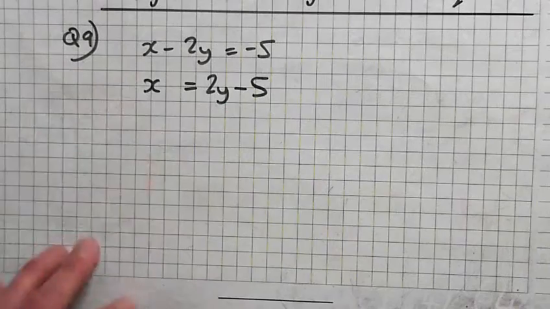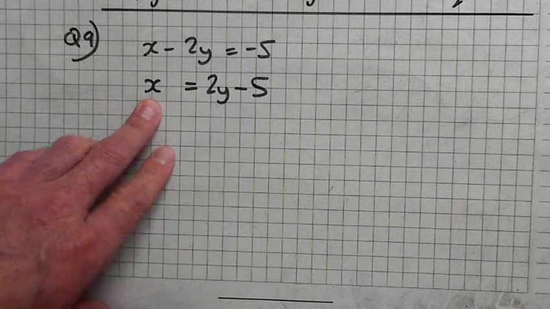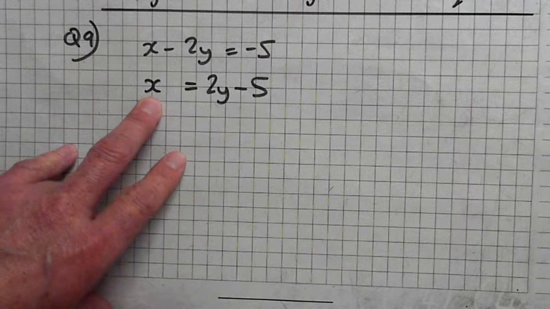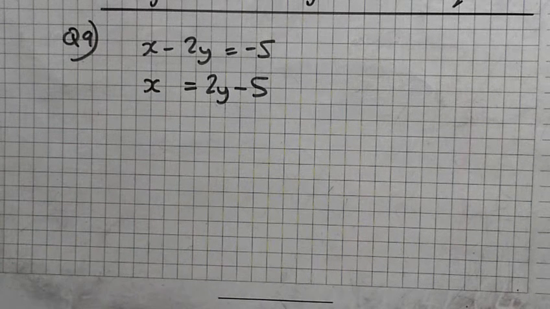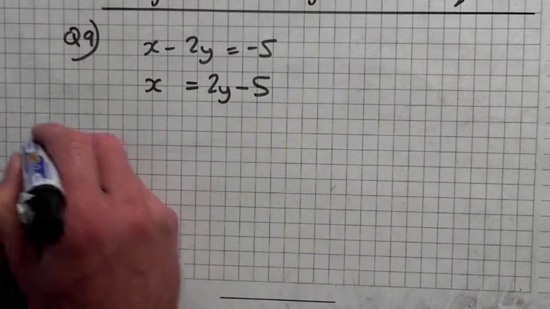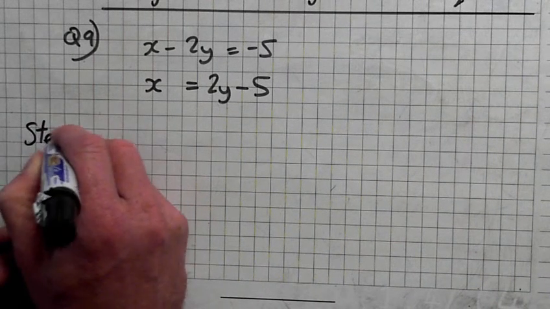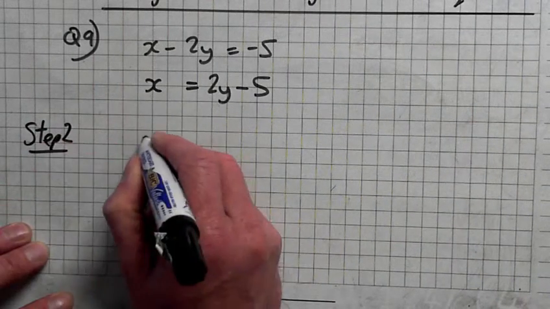Alright, first bit done. Step 1, rearrange the line equation, leave either x or y on its own. That's done. Step 2. We'll write down the circle equation.